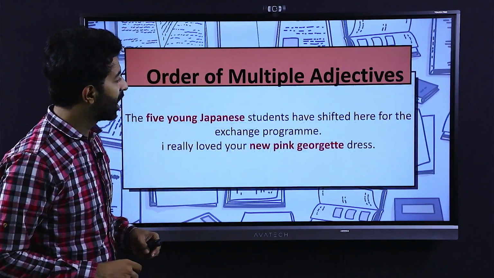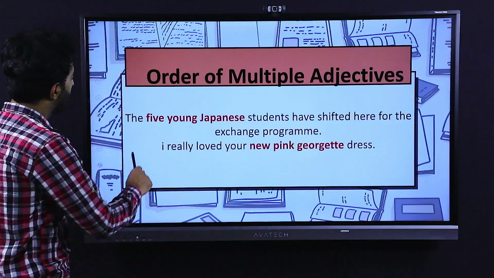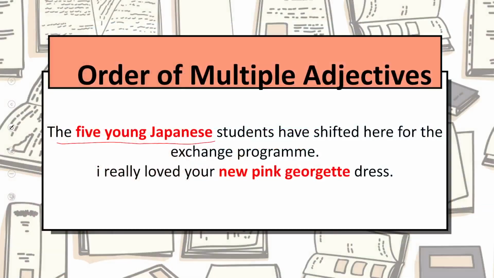Let's see two examples over here. The 5 young Japanese students have shifted here for the exchange program. Look, the 5 young Japanese. This is your determiner.